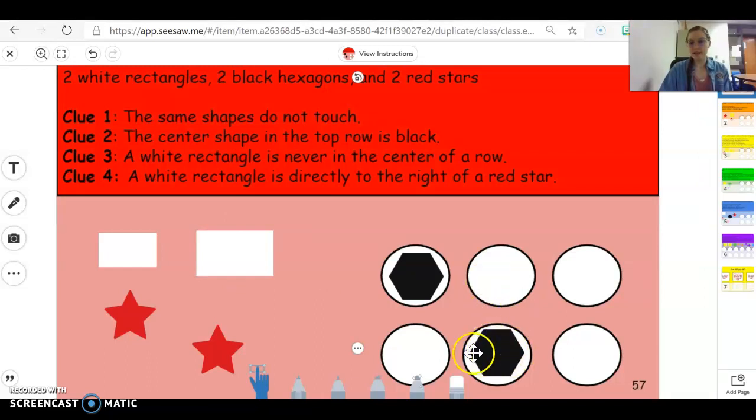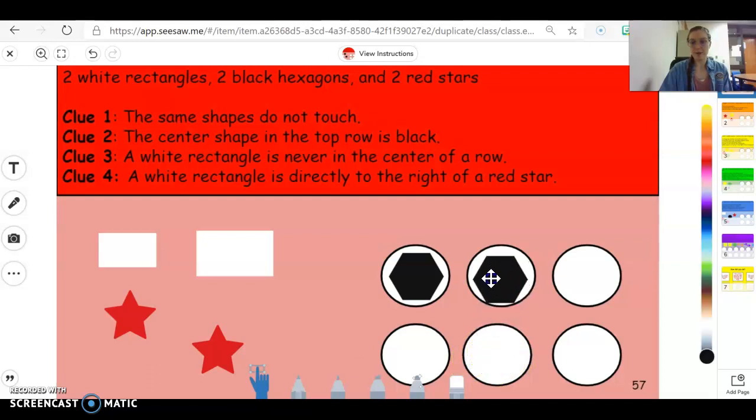Okay, right now I can see the center shape. I have that black one in the bottom row, so I would just shift it around, and because of that, you see, ooh, now they're touching. I'd have to shift it into one of these corners.